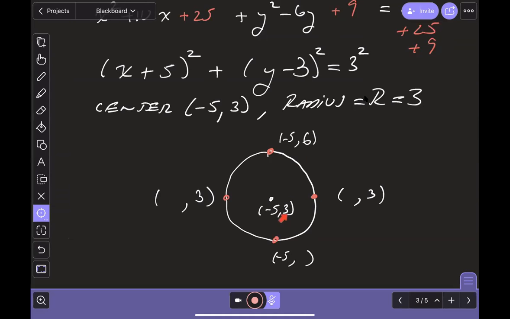If you're at 3 and you move down 3, you'd be at 0. And we'll check this later. All right, let's keep going. If you're at minus 5 and you move to the right 3, you're at minus 2.